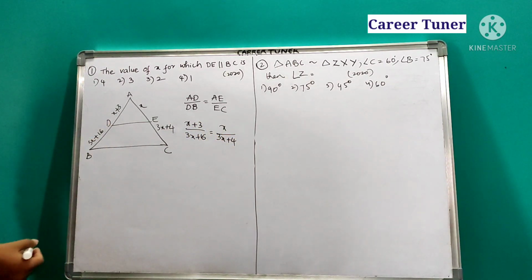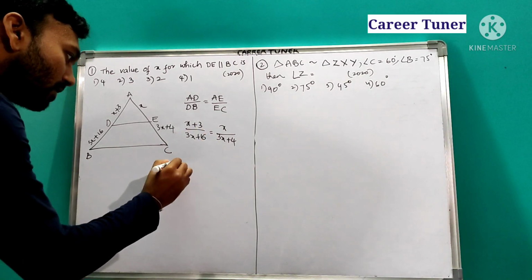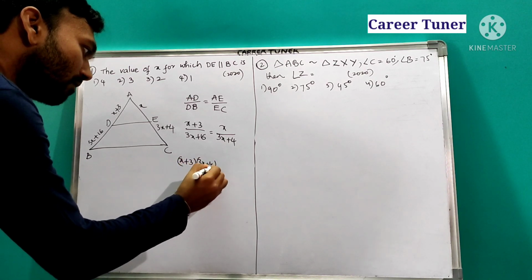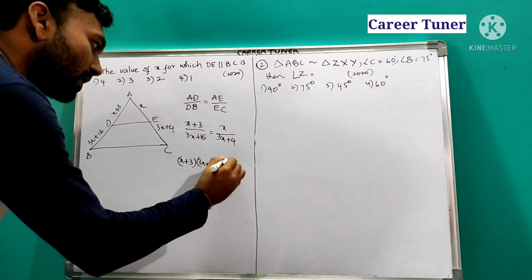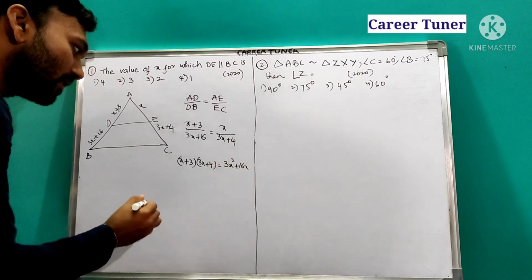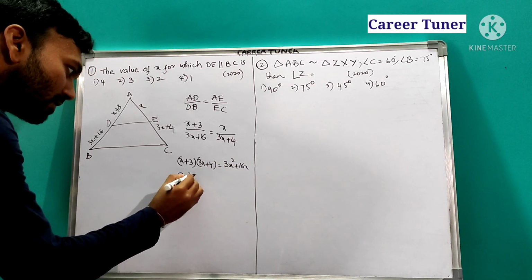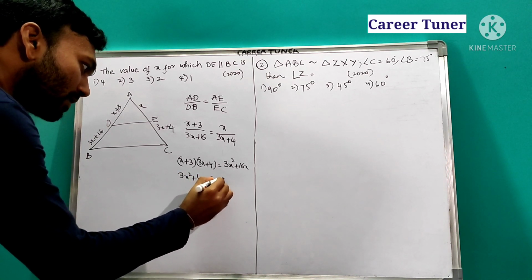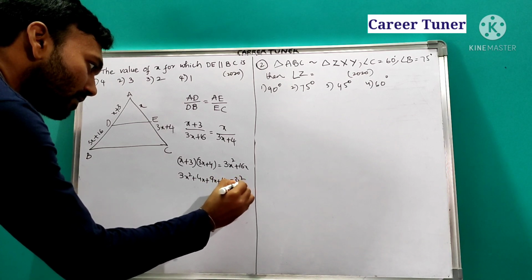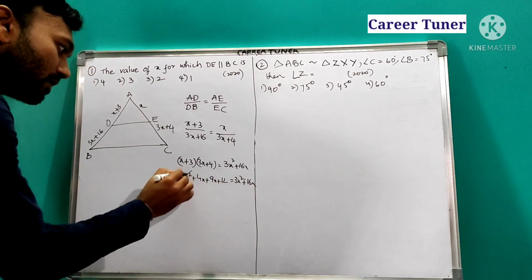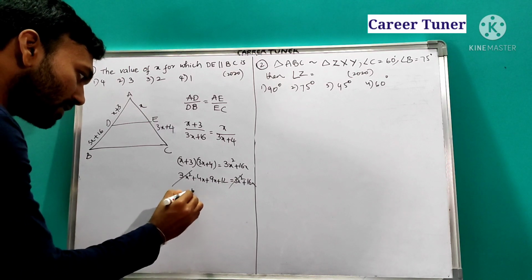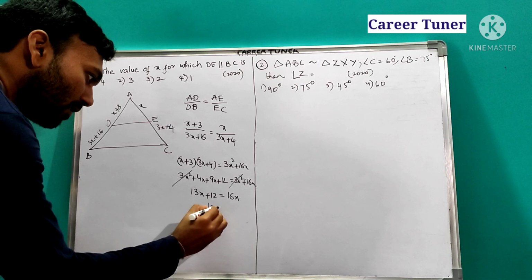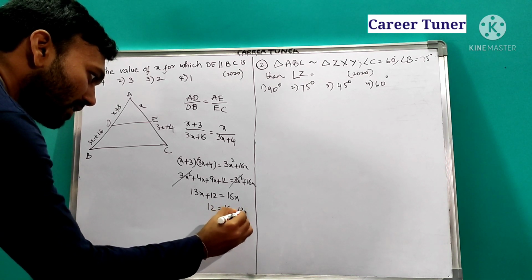Okay, now how to solve it? Do the cross multiplication. So x plus 3 into 3x plus 4, which is equal to, do the cross multiplication, here it becomes 3x square plus 16x. Now you see it becomes 3x square plus 4x plus 9x plus 12, which is equal to 3x square plus 16x. Now you see 3x square gets cancelled. So it is 13x plus 12, which is equal to 16x.